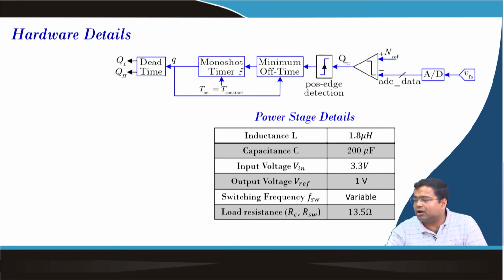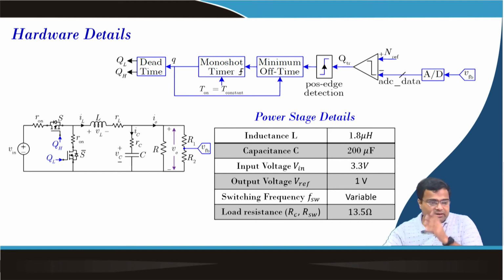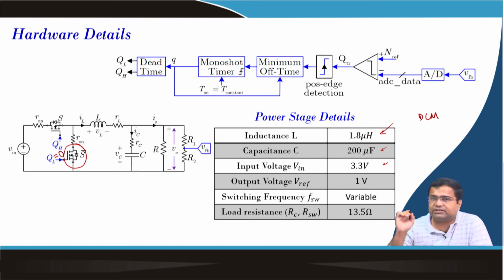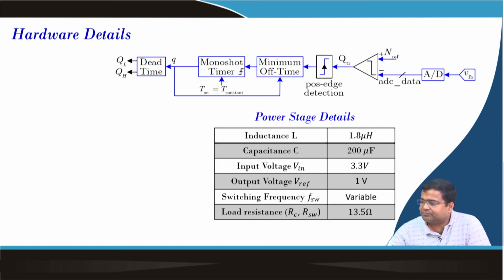Okay. Now, we want to show the hardware details. So, we are using the same converter that we have discussed: 200 microfarad cap, 1.8 microhenry inductor, 3.3 input voltage, 1 volt output. The switching frequency is varying, because it is a constant on time control, and we are operating in DCM, discontinuous conduction mode, because we are replacing, QL is set to 0. So, the body diode will come, okay, and load resistance we are setting 13.5.